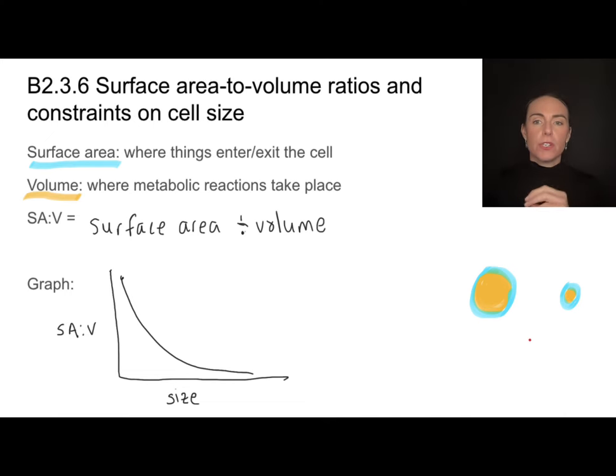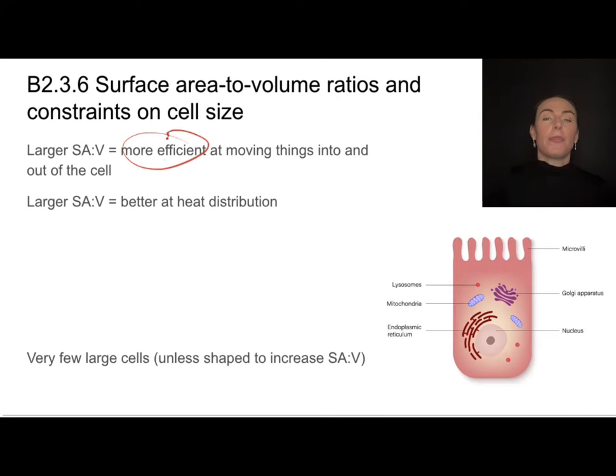So the most efficient cells are going to be these smaller cells that have many more opportunities to get materials in and out to service the metabolic reactions going on inside. And not only are they more efficient, but they're also much better at heat distribution. Remember, we don't just need to move materials in and out, but we also need to distribute heat. Think about a food that's really hot, shaped like this, like a potato, and it's way too hot to eat. It's going to burn my mouth if I eat it.